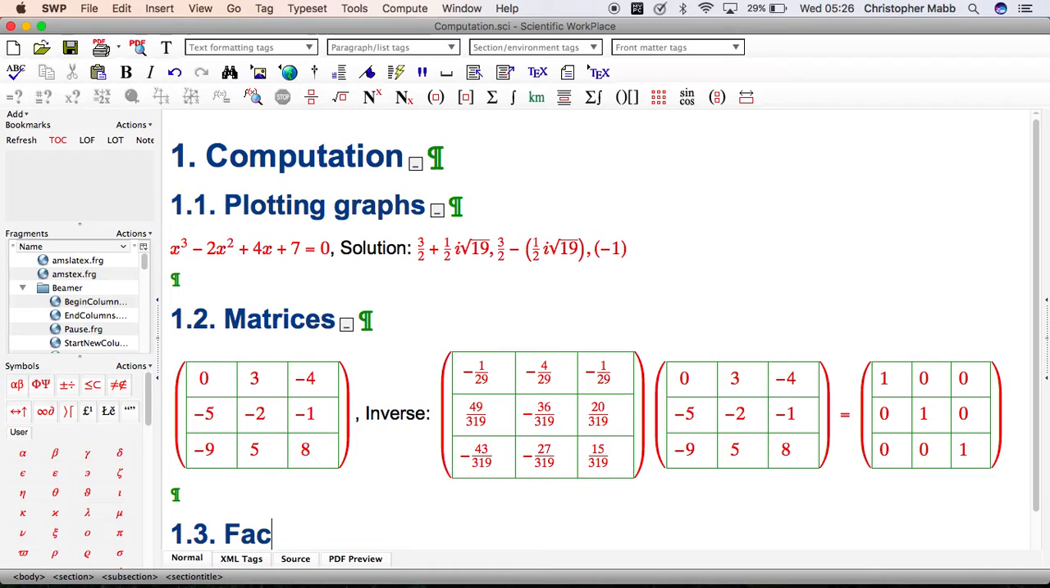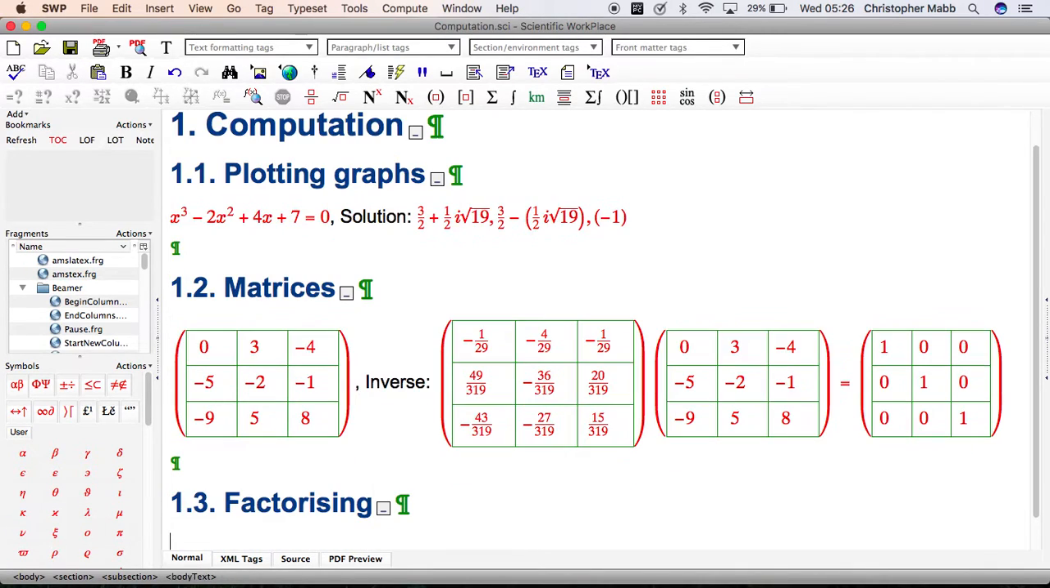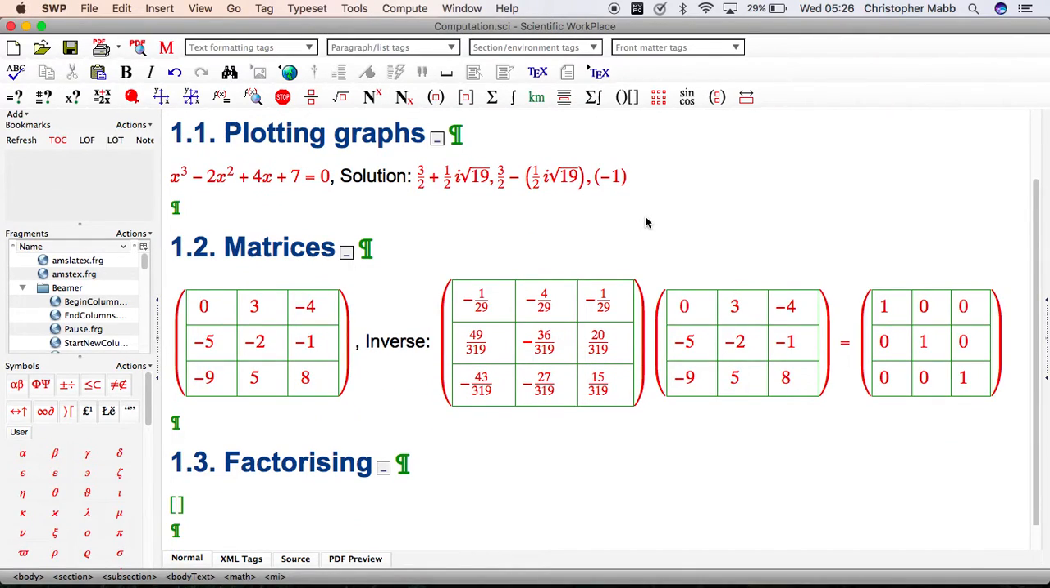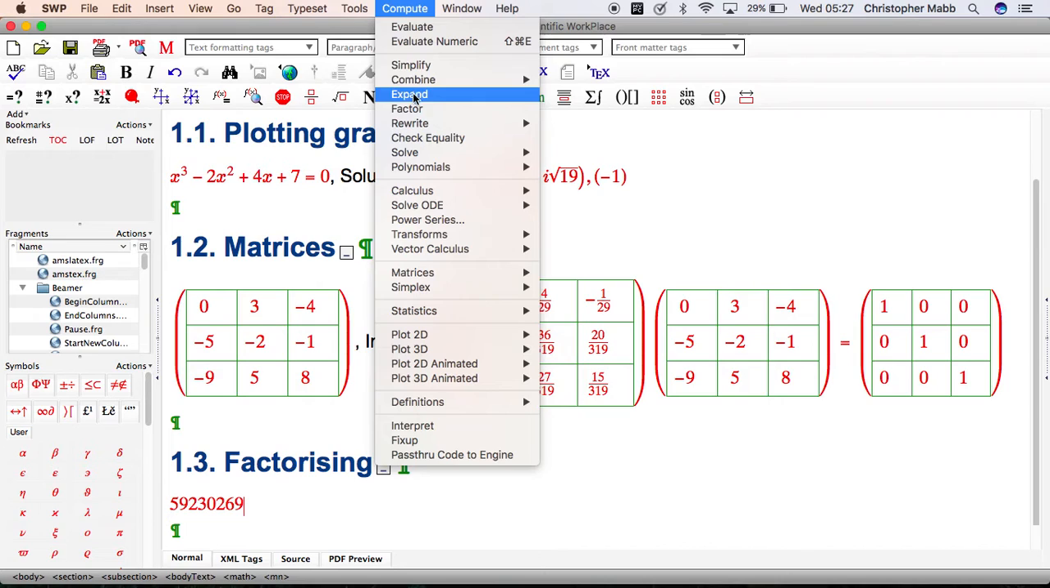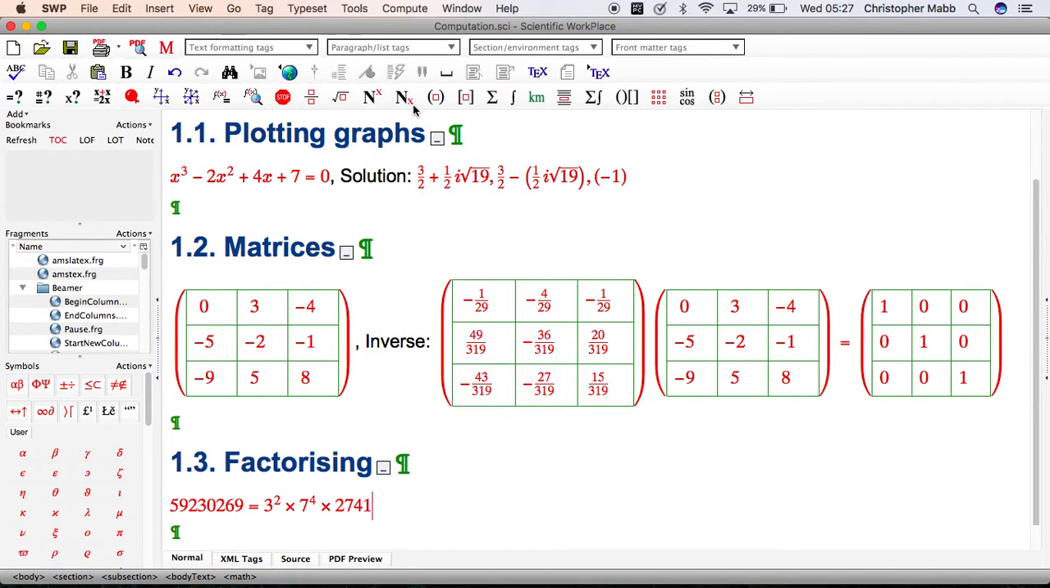Let's look at factorizing. Change to maths mode, and let's write just a moderately large number that you wouldn't want to factorize in your head. Click on compute factor, and Scientific Workplace does it for you.